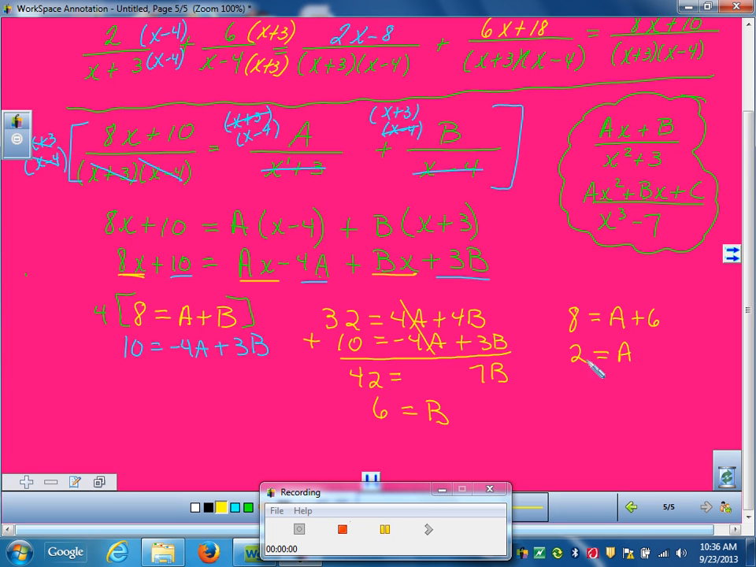So a is 2. Now, your final answer, though, is not 2 and 6. Your final answer is what would the actual fractions have been that created this. So you have to go back up here to the original and go, oh, a was 2, so I would have had 2 over x plus 3. How did you just get a? Oh, never mind. I subbed it in here. Just sub it into one of your equations, doesn't matter which one. I get it. Yay. That's our answer. You can do it. And 6 over x minus 4.